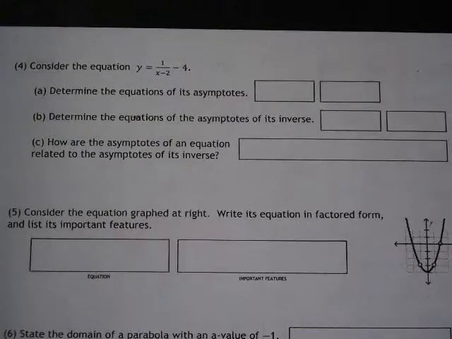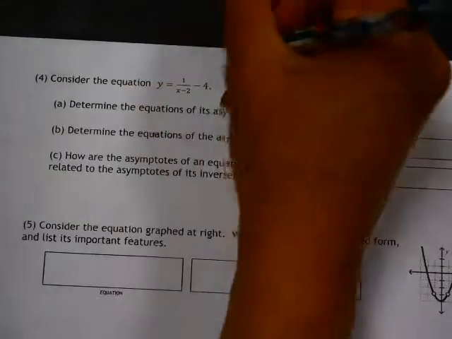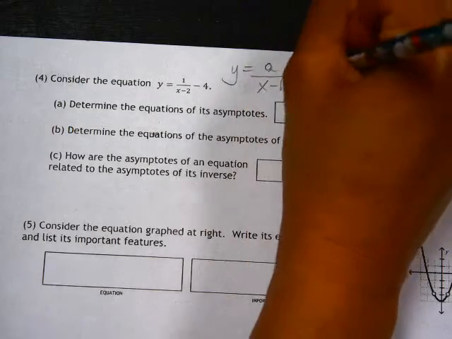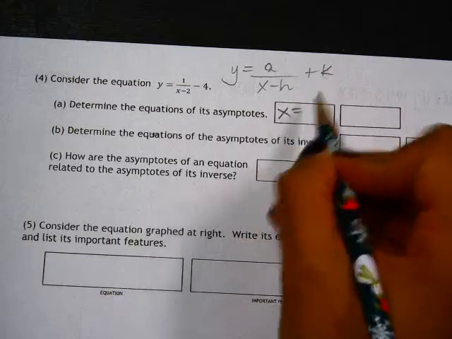This video is for number 4. Consider this equation and determine the equations of its asymptotes. So comparing this equation to the general equation of a hyperbola, there is a vertical asymptote at x equals 2.